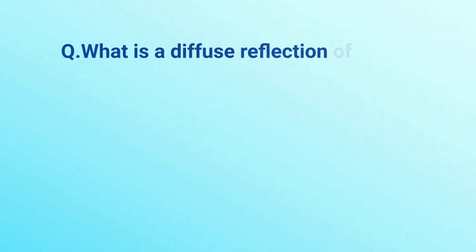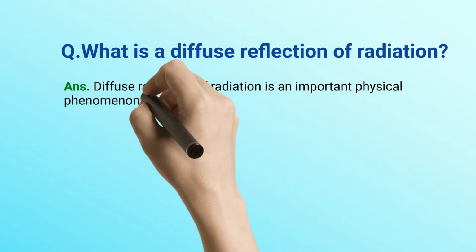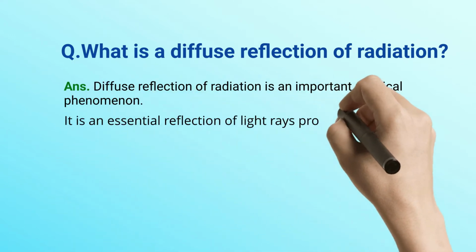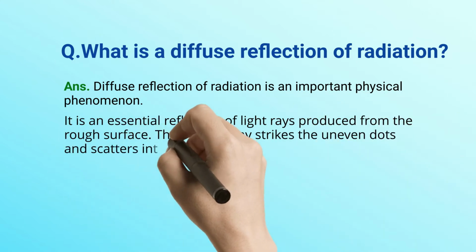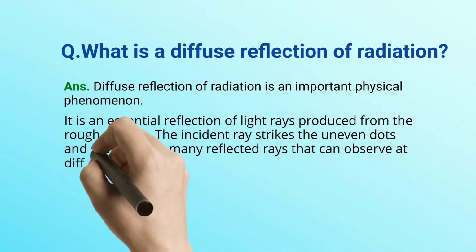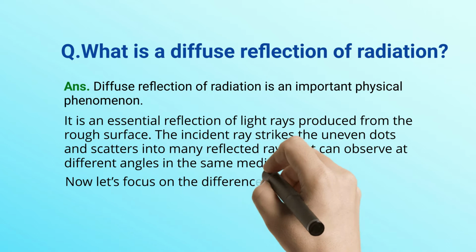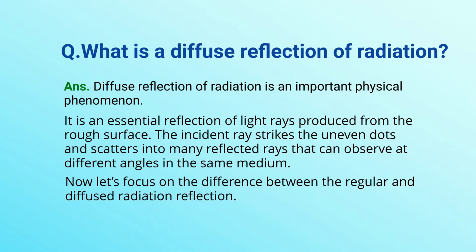What is a diffuse reflection of radiation? Diffuse reflection of radiation is an important physical phenomenon. It is an essential reflection of light rays produced from the rough surface. The incident ray strikes the uneven dots and scatters into many reflected rays that can be observed at different angles in the same medium. Now let us focus on the difference between the regular and diffused radiation reflection.